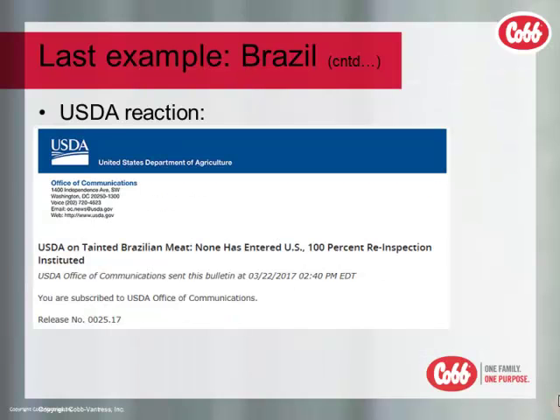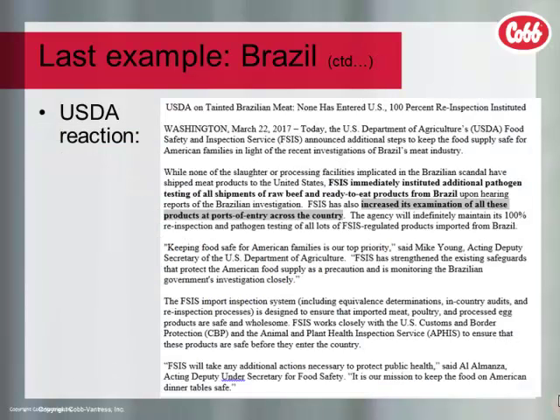What was USDA's reaction? The USDA did not impose any sanctions per se, but they went on a higher level of testing mode just to make sure that the product is okay, right? Is safe to get into the food chain.